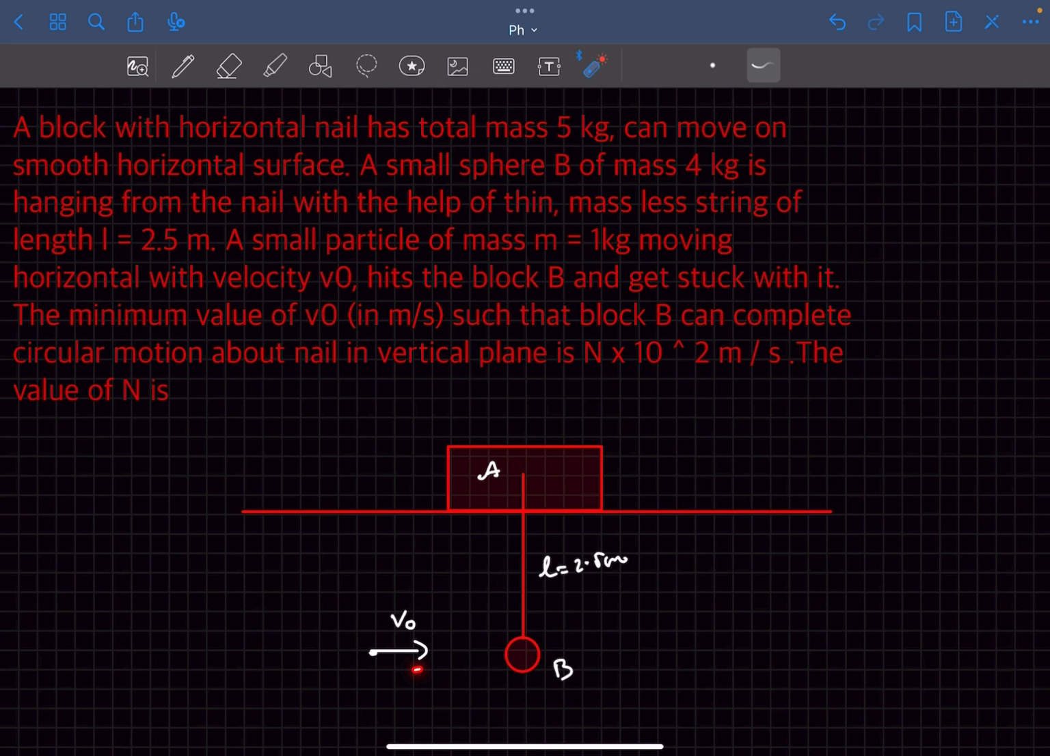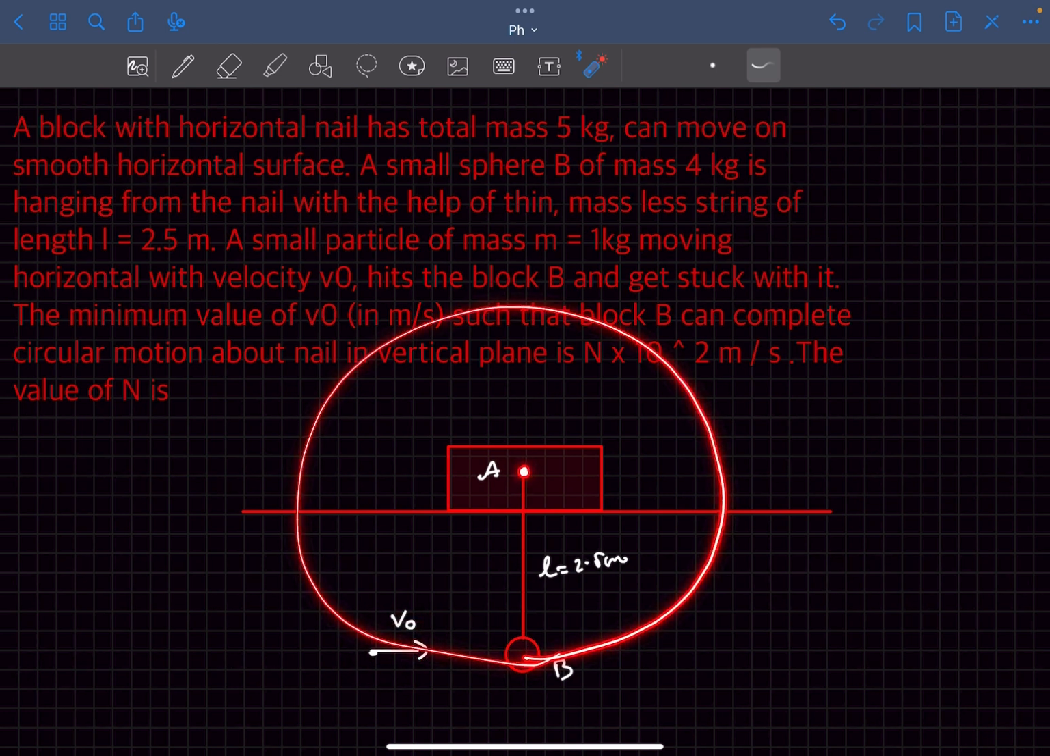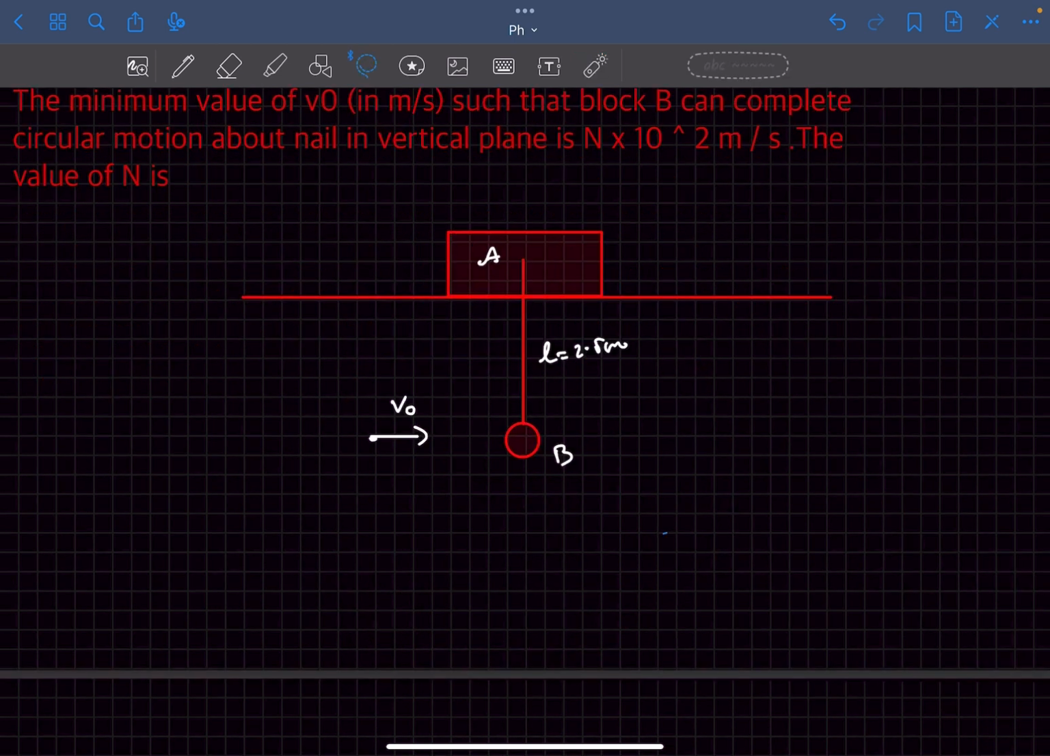A small particle of mass 1 kg moving horizontally with velocity V0 hits the block B and gets stuck with it. So we need to find the minimum value of V0 so that the ball B along with this particle completes a circular motion about this nail. So all of you guys do give this problem a try and then check out the solution.